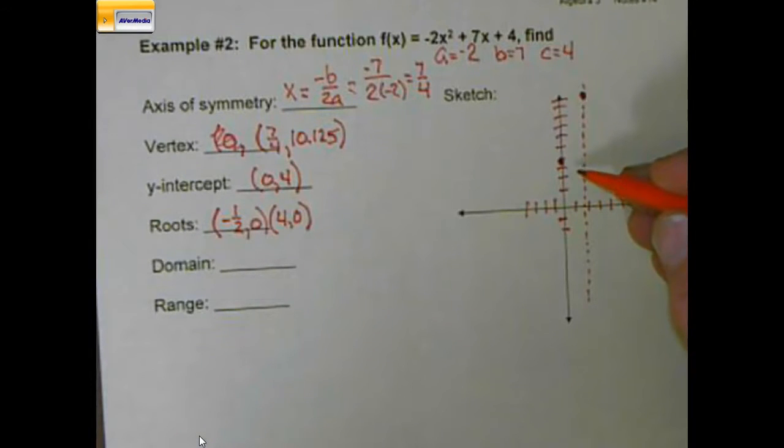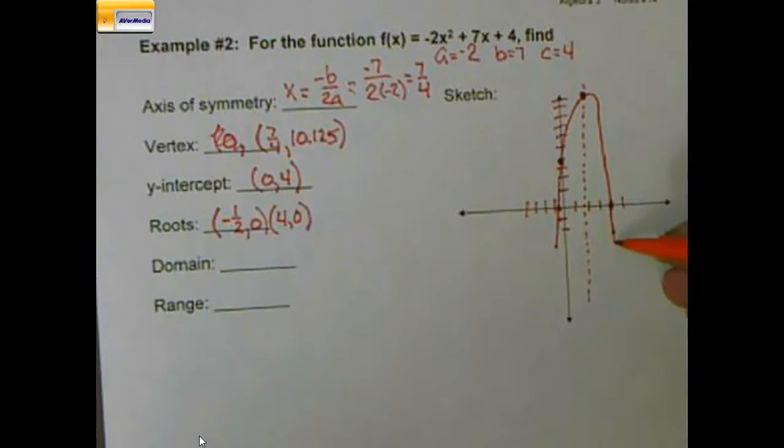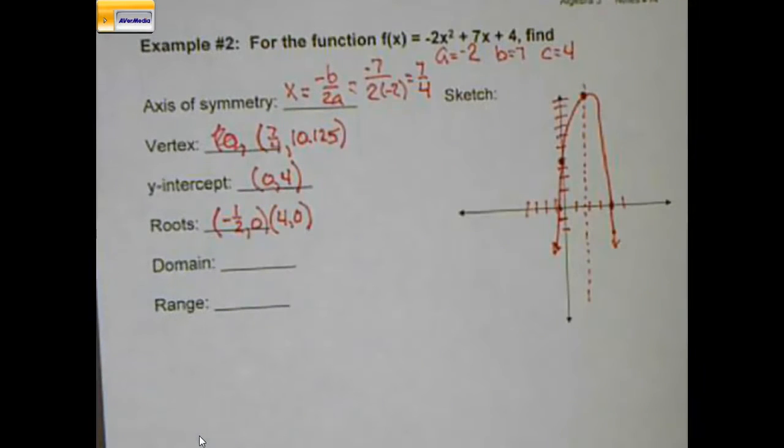So next thing we're going to do is label our roots, which is (negative 1/2, 0) and (positive 4, 0). All right. We have all the information now we need to graph this equation. So what I'm going to do is try to draw a parabola. Hopefully your art works better than mine. There we go. All right.